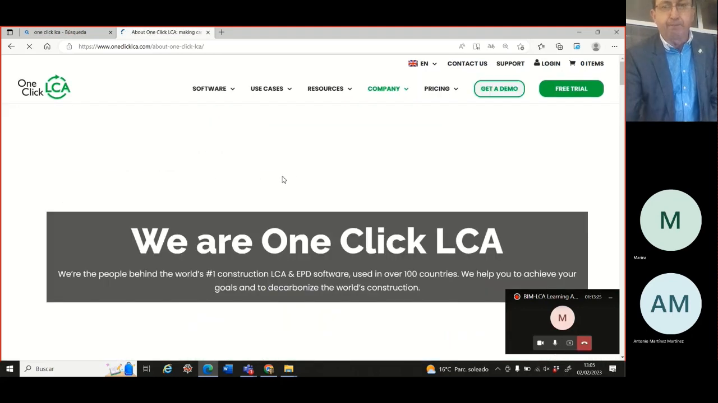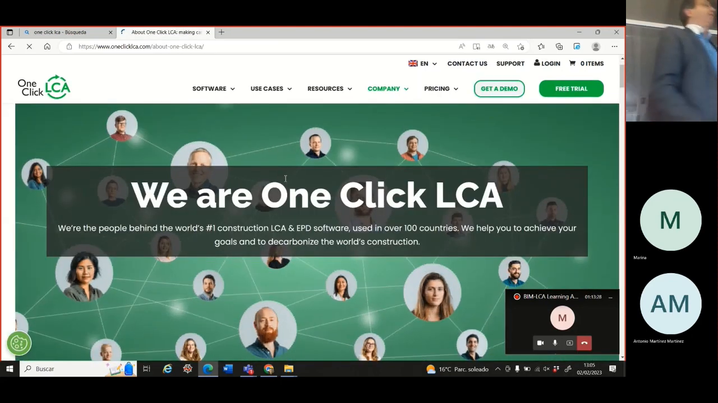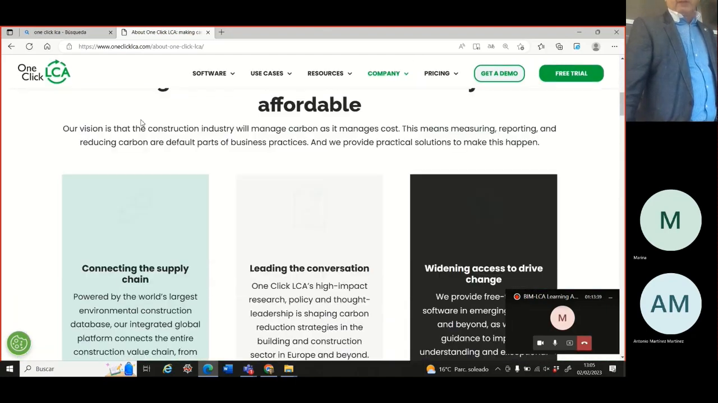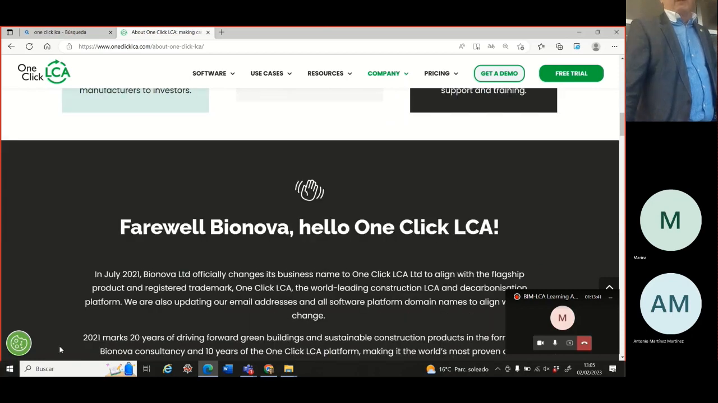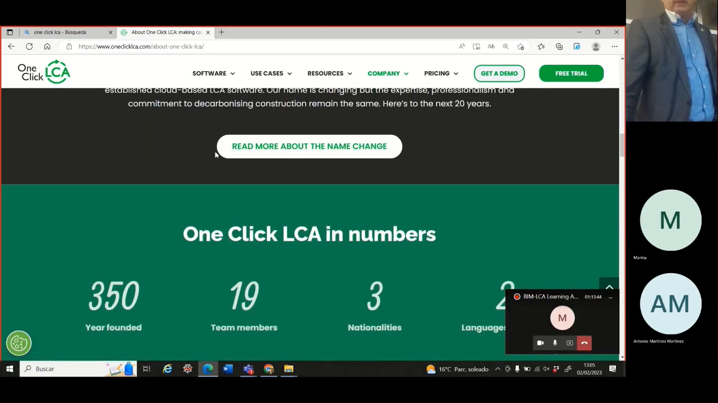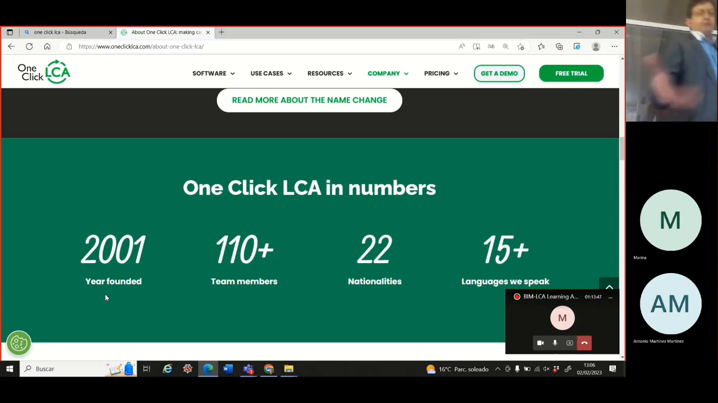OneClick is a Finnish company which was called BioNova before, and then they changed their name. It was founded in 2001, and there are 100 people working on this software. This means they are taking care of the database, because what is so important for all these materials is to have a database.